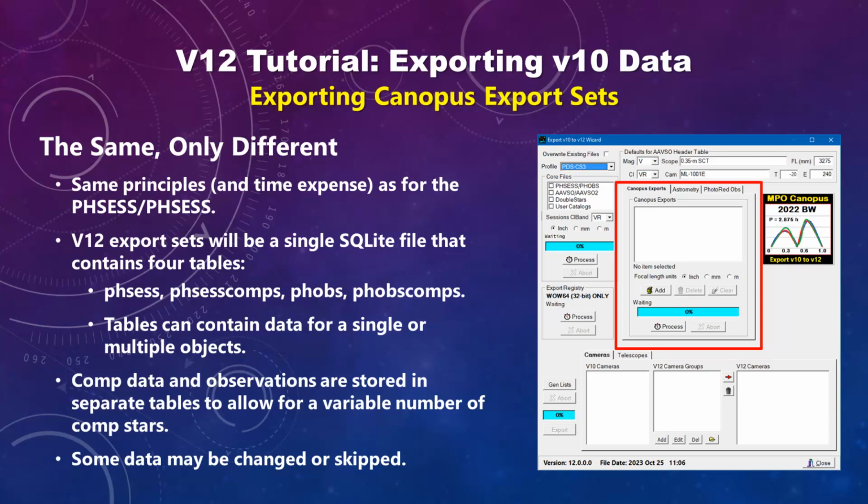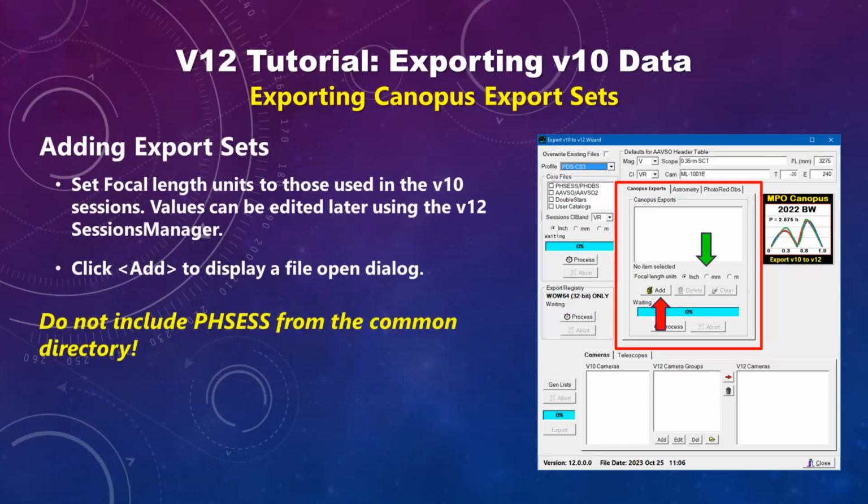All of the data in version 10 is exported to version 12. However, some of those data may be changed, such as converting focal lengths from inches to millimeters. A very small amount of data may be skipped should the values not be compatible with their version 12 counterparts. Before starting, set the focal length units to that most commonly used in the sessions to be exported. Usually, this was inches, but if you're not sure, or the units vary among the sessions, make a best guess. Any required changes can be made later using the version 12 Sessions Manager.